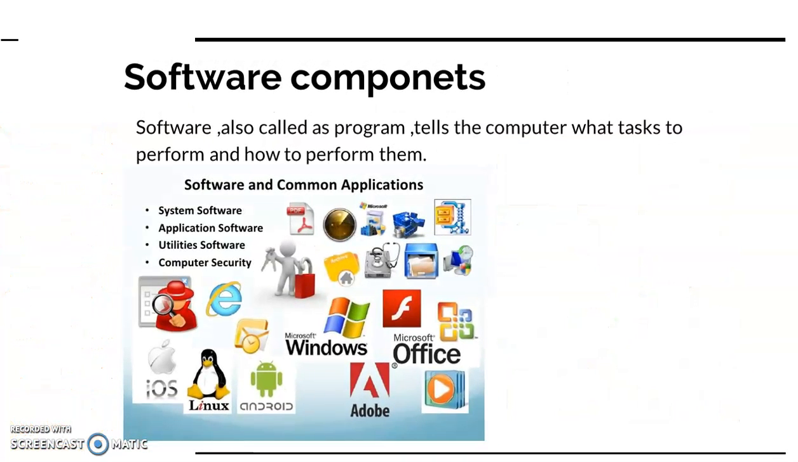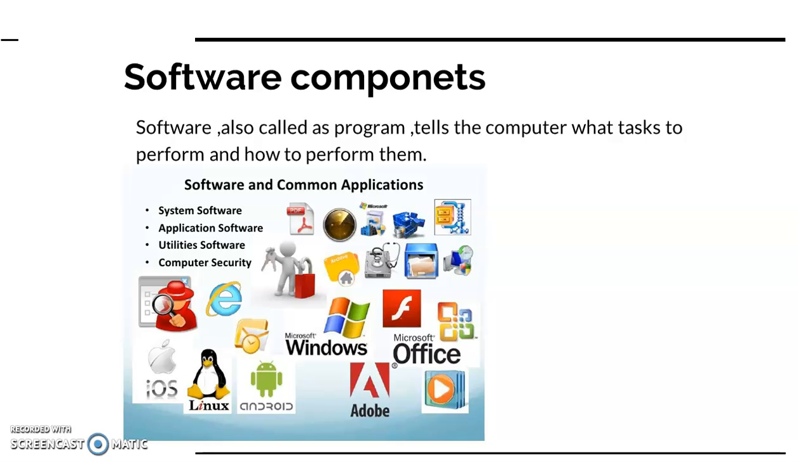Now there is the software component. First of all, let us discuss what a software is. A software, also called a program, tells the computer what task to perform and how to perform it. So why is it called software? It is not like hardware, it has no physical existence, but it is present logically. Its existence is in logical terms. They are predefined and are used to provide a special functionality.